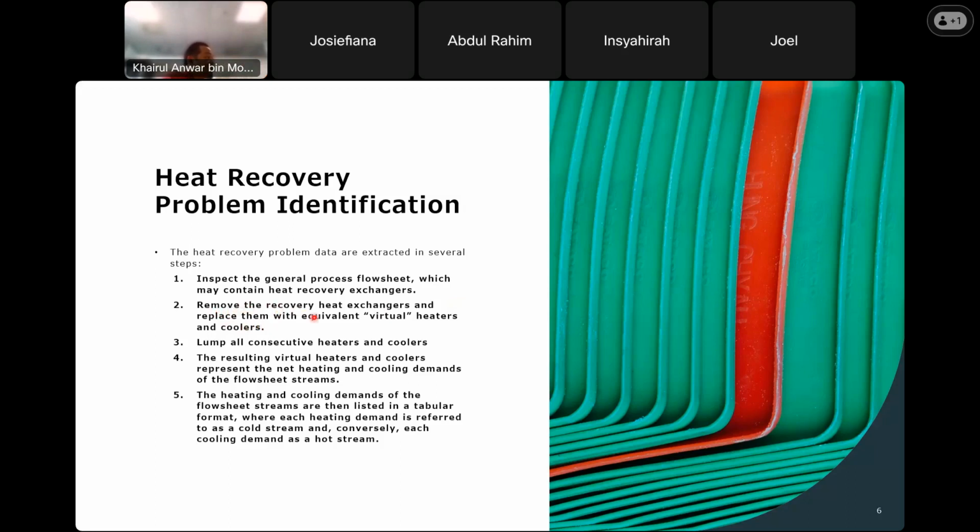Second one is to remove the recovery exchangers and consider all the heaters and coolers. The resulting virtual heaters and coolers represent the net heating and cooling demand of the flow sheet stream. The heating and cooling demand of the flowsheet streams are then listed in a tabular format. Each heating demand is referred to as a cold stream, and conversely, each cooling demand is a hot stream.